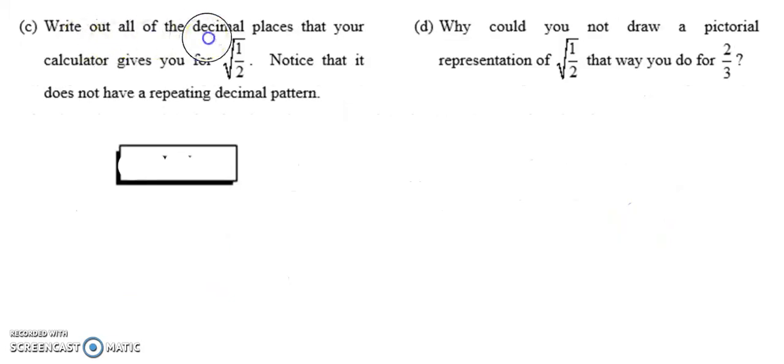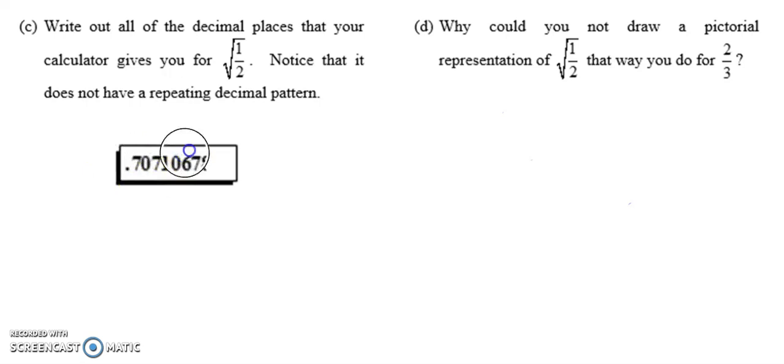Alright, now write out all the decimal places your calculator gives you for the square root of 1/2. You need to put that in your calculator correctly, so be careful. Make sure that 1/2 is completely under the square root symbol. Hit pause and give that a try, and see what you get.